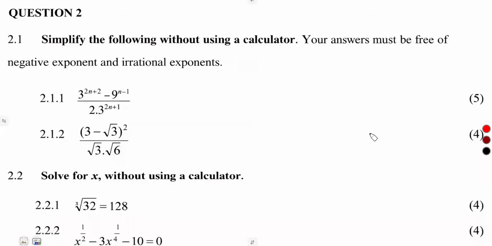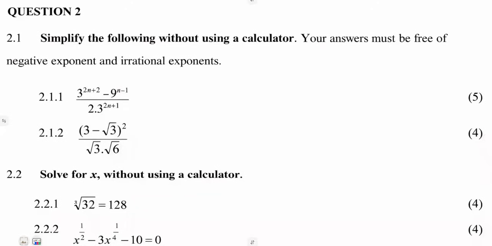So as we consider question number 2, 2.1, simplify the following without using a calculator. And your answers must be free of negative exponents. You are not supposed to have negative exponents in your answers and irrational exponents. All right, so let's start with the first one.